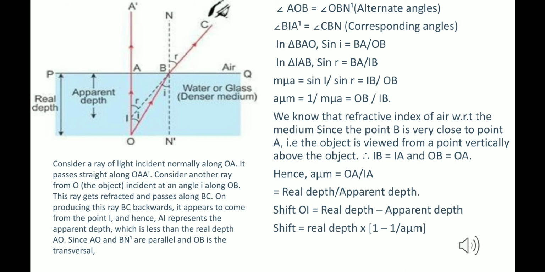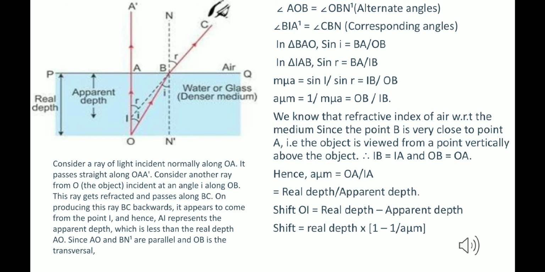That is why the pencil seems to be broken. That is why the coin appears to be somewhere up from wherever it actually is. So it appears to come from point I, and hence AI represents the apparent depth over here. That means the false depth, which is less than the real depth. So the false depth is less than the real depth. AO is the real depth over here and AI is the apparent depth over here.